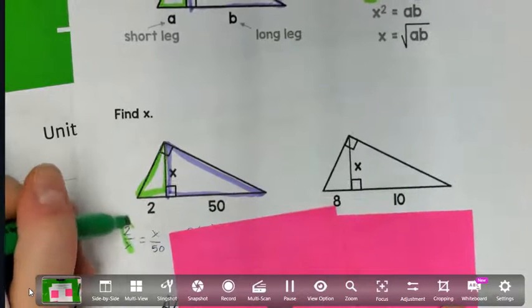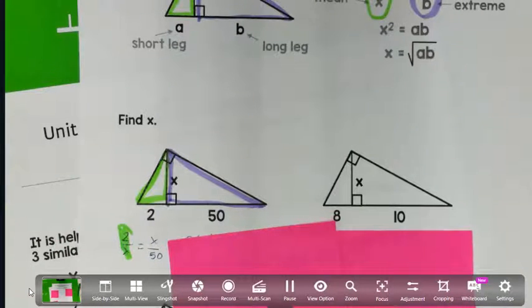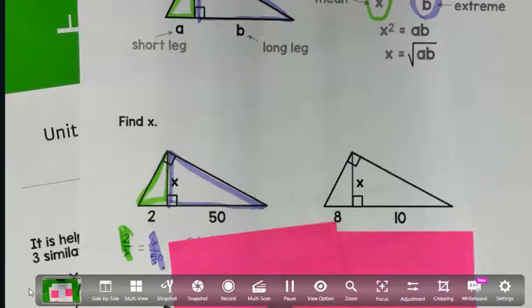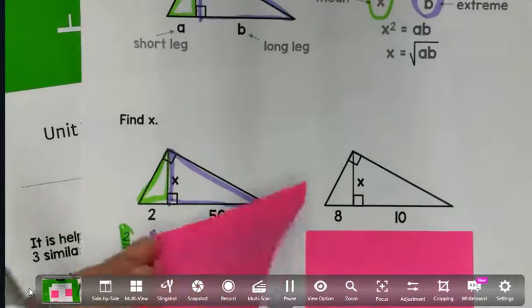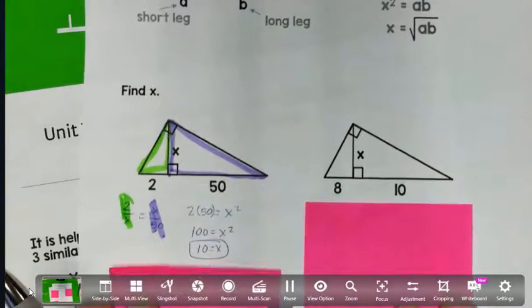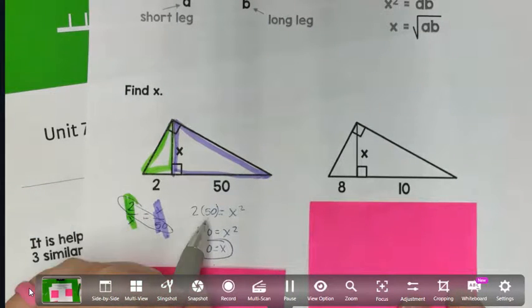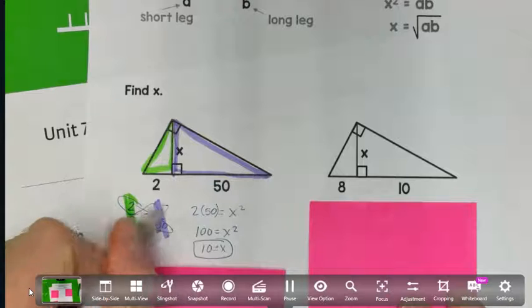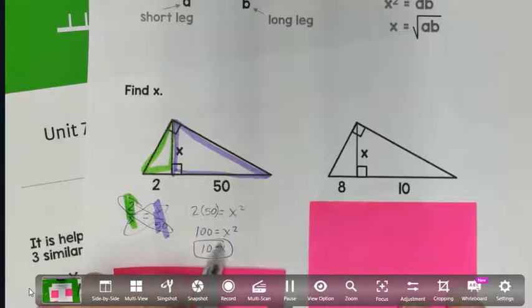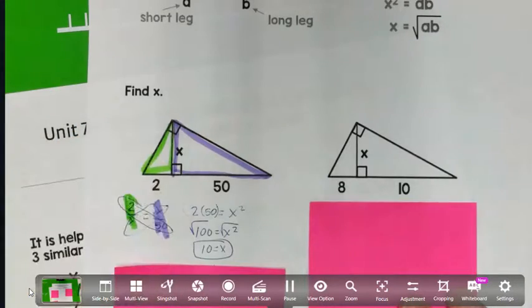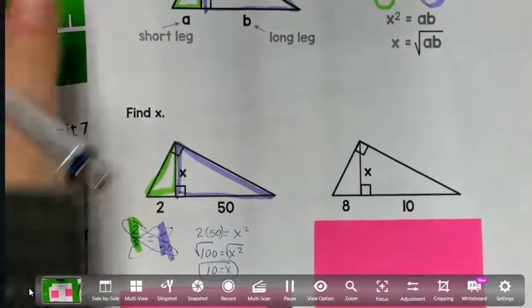So here's the green triangle. I meant to circle it, but it didn't work out that way, so I guess I'll just highlight it. And then there is my purple triangle. So when we cross multiply, we are going to get 2 times 50 and x times x. So 100 equals x squared. Take the square root of both sides, and you get 10. Alright, so that's how these work.